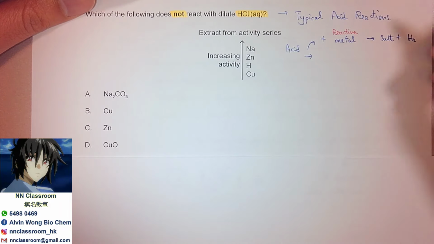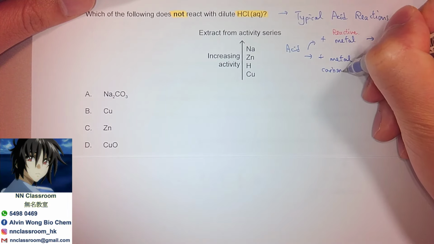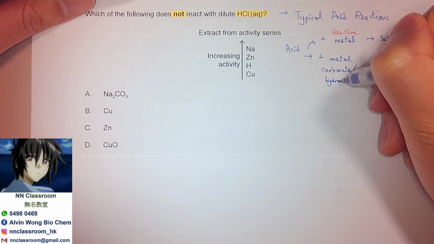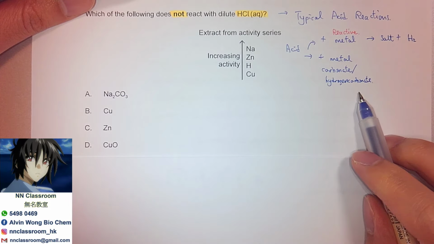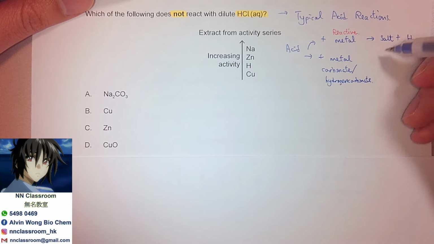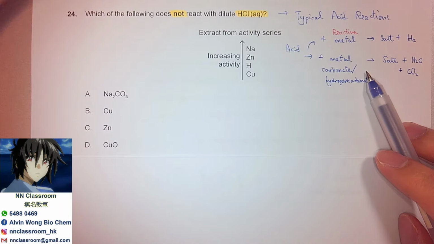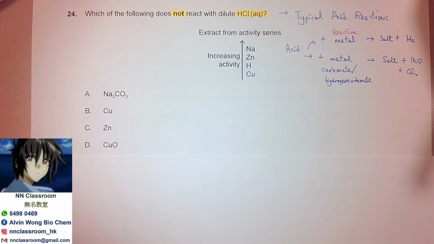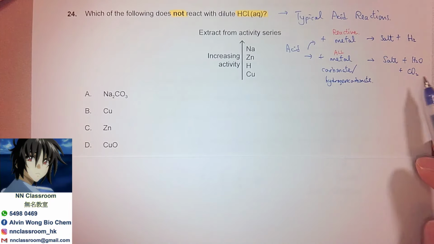The second one is the reaction with metal carbonate, that means the CO3 2 minus, or the hydrogen carbonate, the HCO3 1 negative ion, resulting in salt plus water plus CO2. And mind you, this time the metal carbonates and hydrogen carbonates are not limited to any special reactivity, but simply all. So that's why this is the second one.